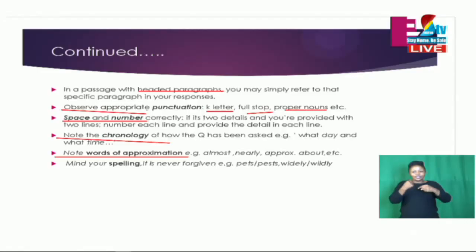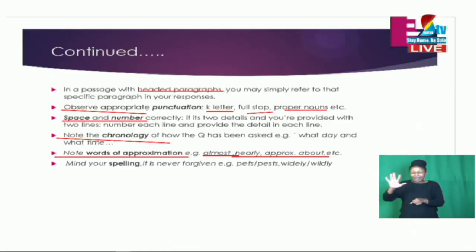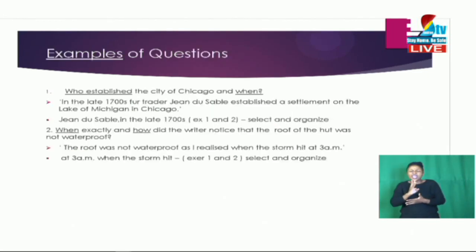You are advised, my dear learner, to note words of approximation. For example, almost, nearly, approximately, about, etc. There are so many of them. These words of approximation, they qualify the answer. Okay, so it means that you must always have them so that your answer would be correct. Then again, my dear learner, you are asked to mind your spelling. Okay, because it is never forgiven in this part of the paper. And for the obvious reason, my dear learner, that it would have been given to you in correct spelling in the text that you would be dealing with.